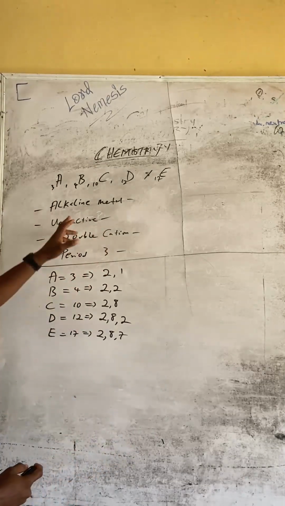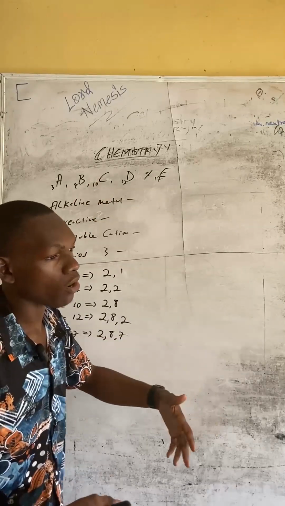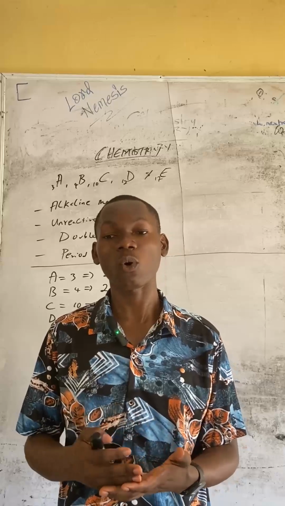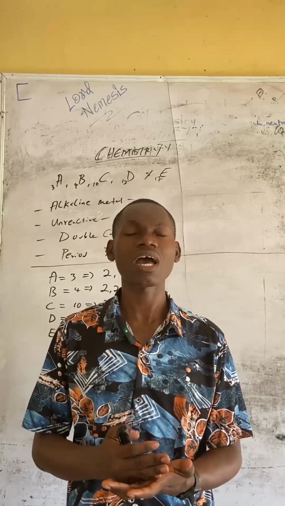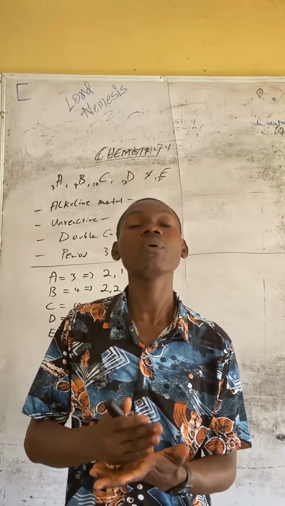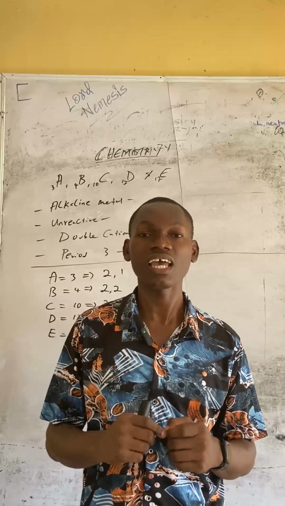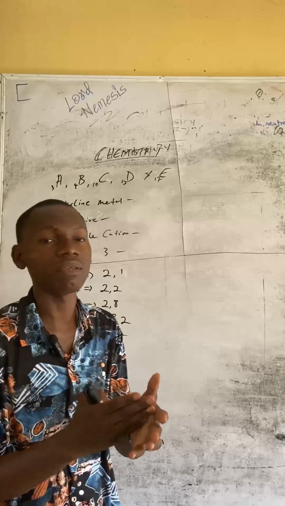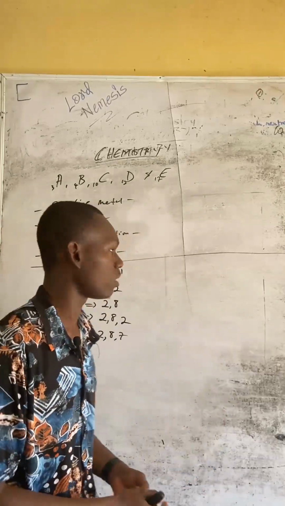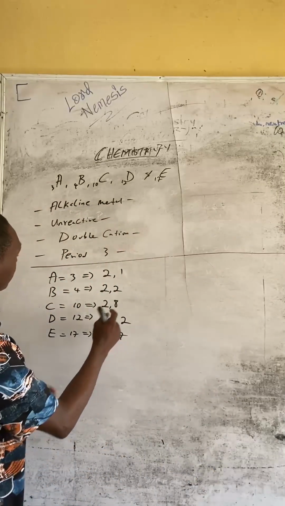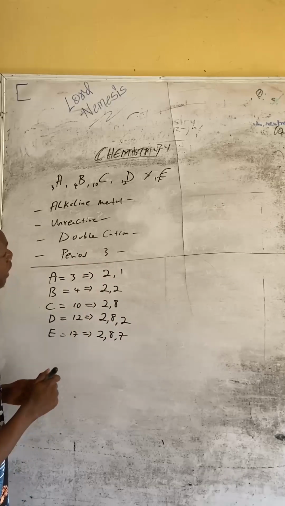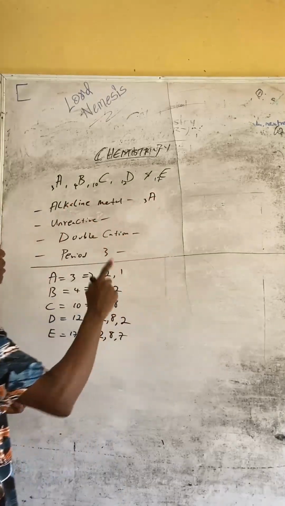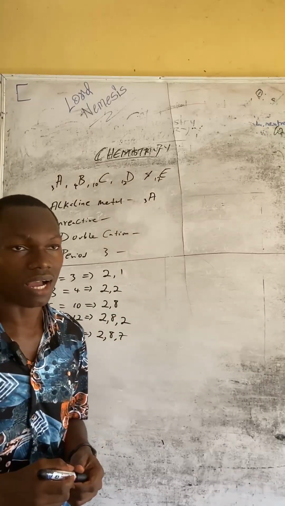Now let us analyze which of them belongs to alkaline metal. What are alkaline metals? Alkaline metals are a group of elements, or family of elements, that belongs to group 1. And group 1 elements always have 1 valence electron. Which of these elements has 1 valence electron? By 1 valence electron, I simply mean 1 outermost electron. If you look at them very well, you notice that it's only A that has 1 outermost electron. So A, with 3 electrons, is the only one that belongs to group 1, which is also called alkaline metal.